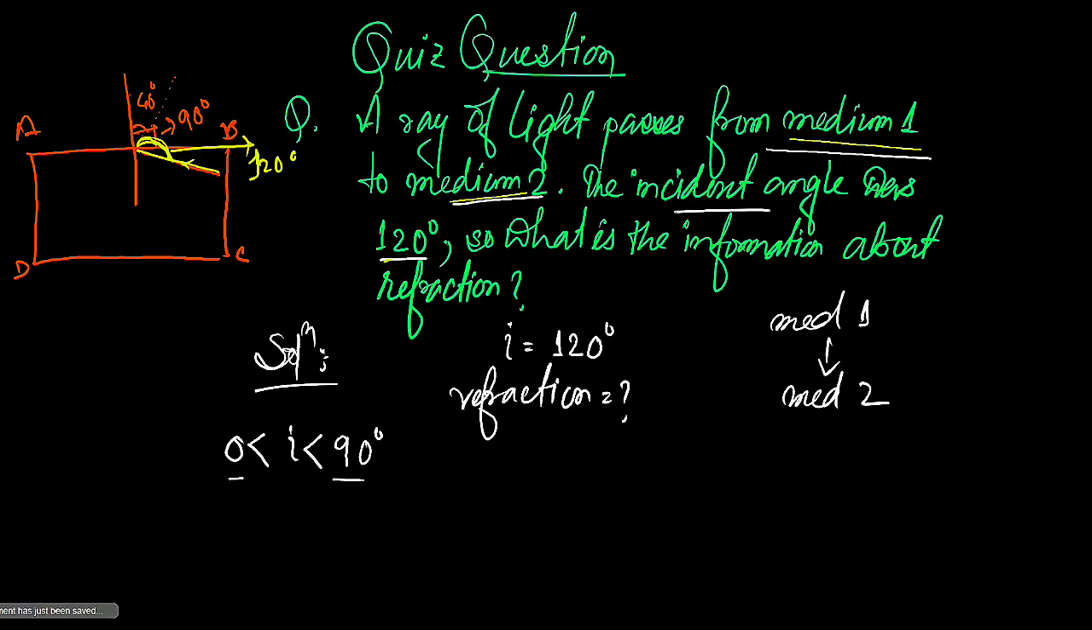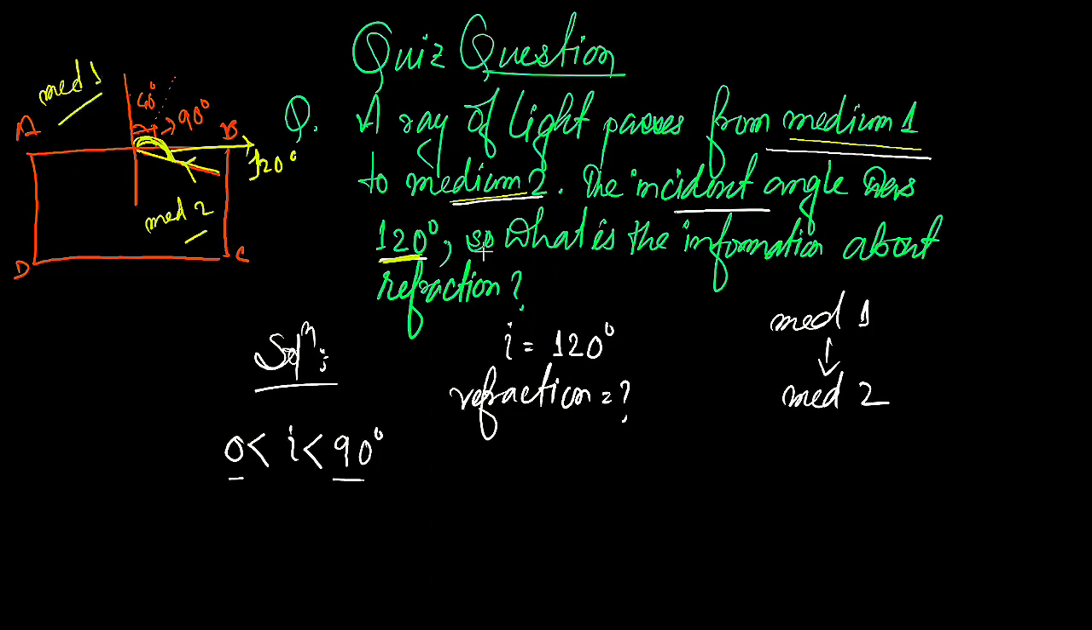Is this really possible that from medium 1 there can be an angle of 120 degrees? Obviously not. This question is nothing but a mismatch question. You have to understand properly that if the angle is 120 degrees, where is the incident ray coming from? From medium 2. This is medium 2, and this is medium 1, right?